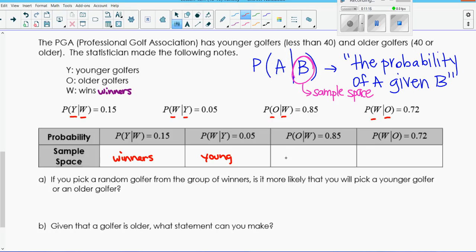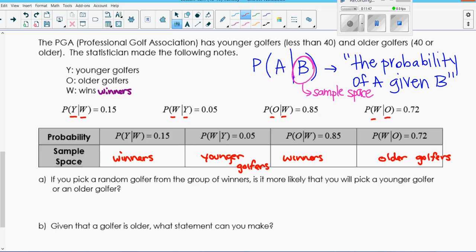This one, the sample space is winners. So this one is talking about out of the winners, how many older golfers win, 85%. This one, the sample space is older golfers. And this one is saying that out of the older golfers, 72% of them win. This one should say younger golfers. Oops. Younger golfers.